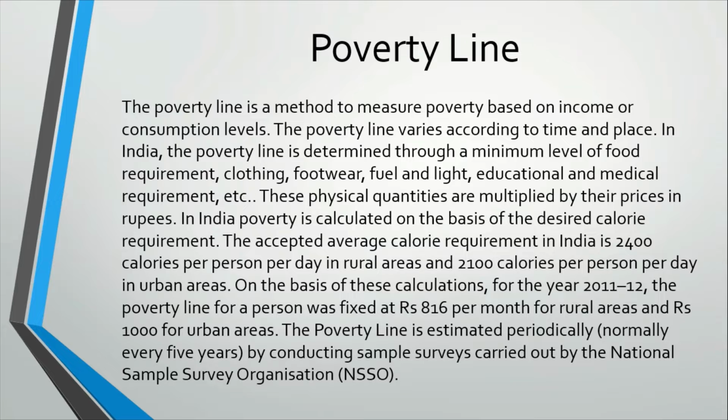On the basis of these calculations for the year 2011 to 2012, the poverty line for a person was fixed at rupees 816 per month for rural areas and rupees 1000 for urban areas. The poverty line is estimated periodically, normally every 5 years, by conducting sample surveys carried out by the National Sample Survey Organization, NSSO.